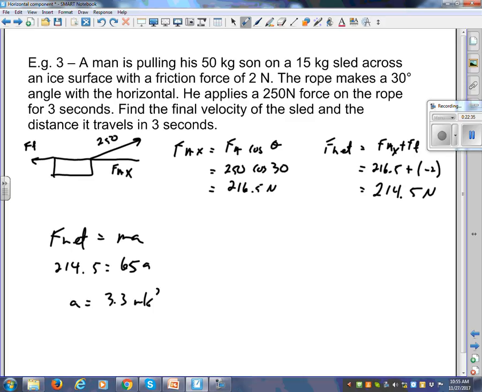So that's as far as we went in the previous steps, but all of the rest is stuff from the previous unit. Find the final velocity of the sled and the distance it travels in 3 seconds. That's like part B. So find the final velocity. Well, with acceleration, you can find the change in velocity. So 3.3, the time is 3 seconds. You're going to multiply, right? 3.3 is equal to delta V over 3. You're going to multiply both sides by 3, and you're going to get delta V is equal to 9.9 meters per second.